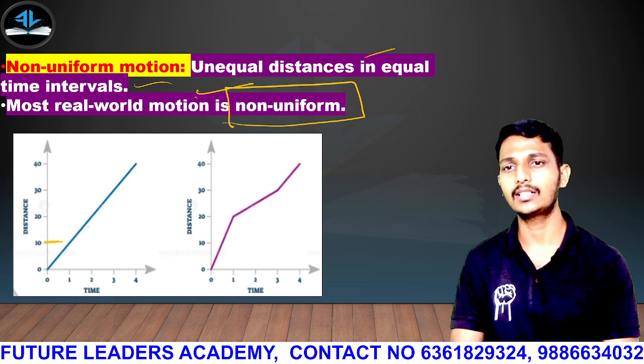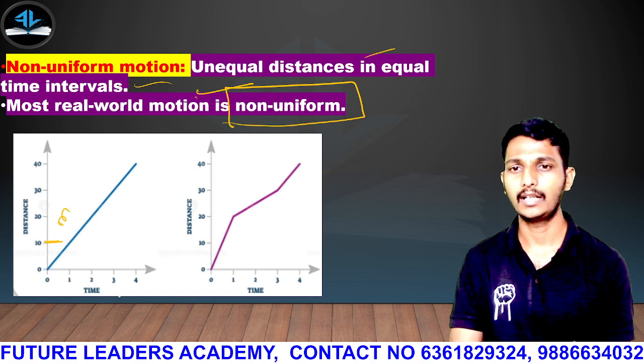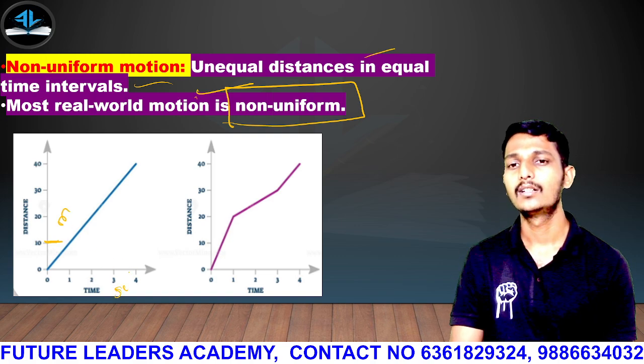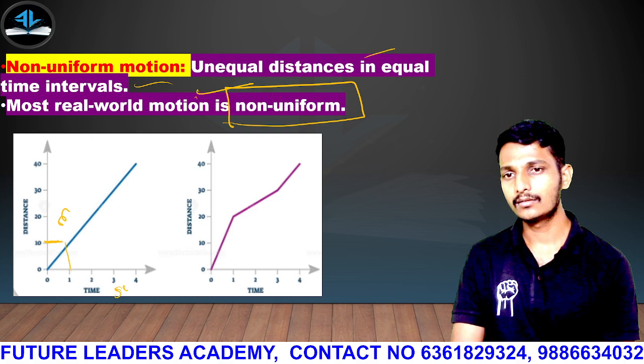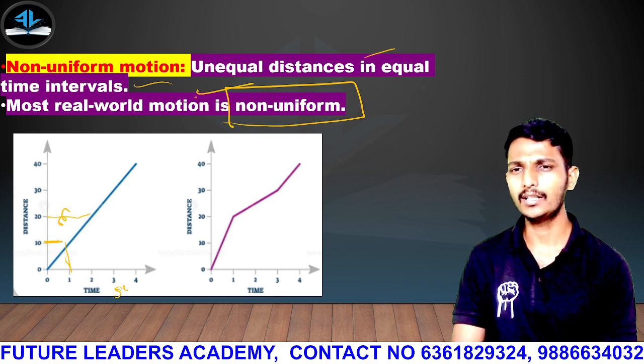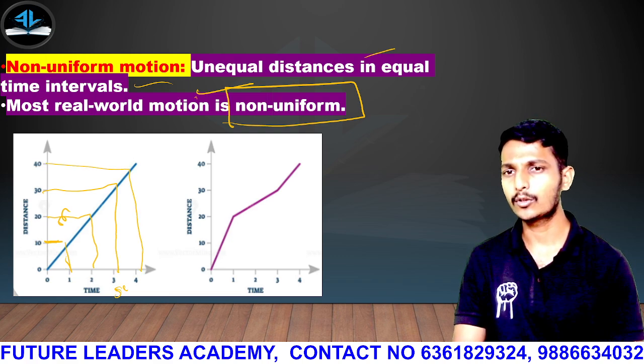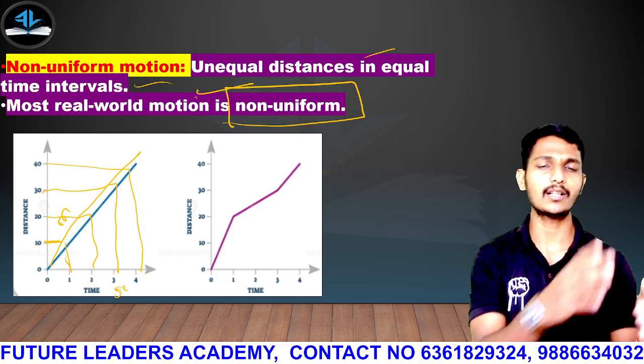For example, consider this as distance in meters, and this as time in seconds. So 10 meters in 1 second, 20 meters in 2 seconds, 30 meters in 3 seconds, 40 meters in 4 seconds. If you draw this in a straight line, every point will be on a straight line only.